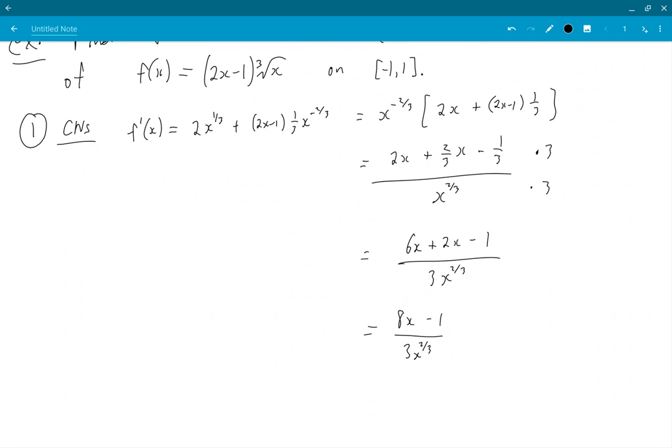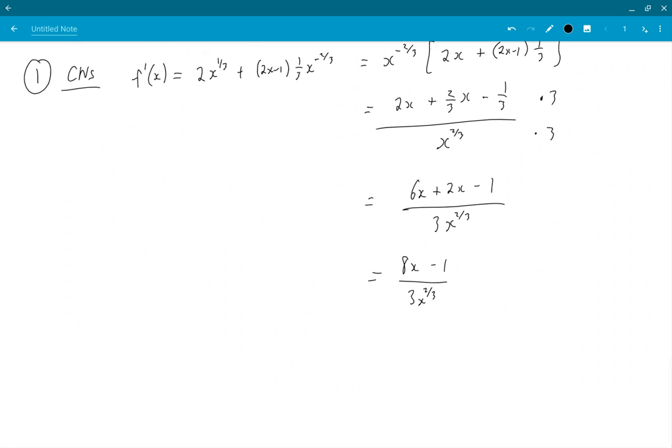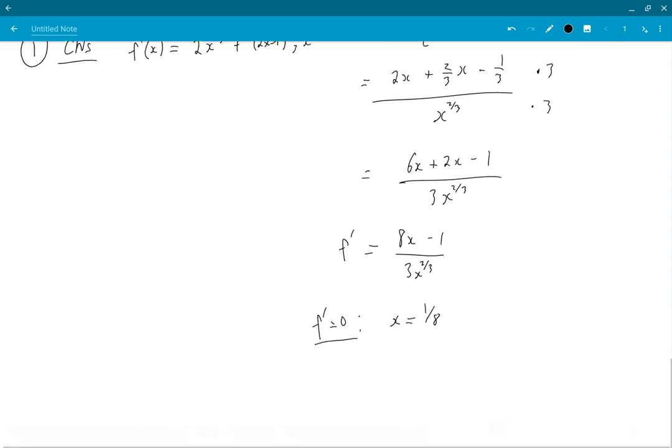So critical numbers. So this is f prime. F prime equals 0. That is x is equal to 1/8. Okay, you set the numerator equal to 0. The other kind of critical number, when f prime does not exist, that's when the denominator is 0. X is 0.